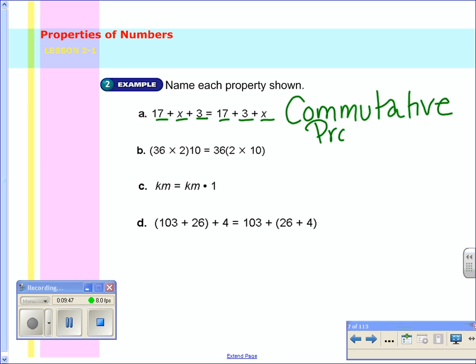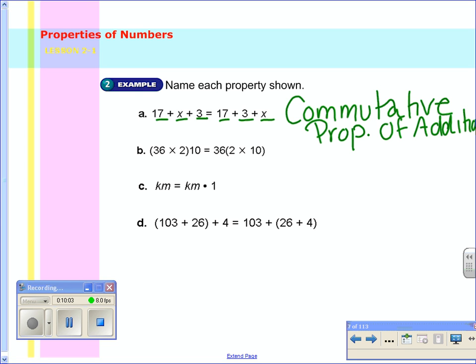So here you'd write the commutative property. And then you have to say, what is it doing here? Is it adding or multiplying? Well, with all the plus signs, it's of addition. So A is commutative property of addition. Now we look at B.